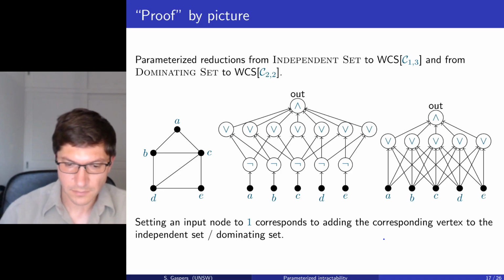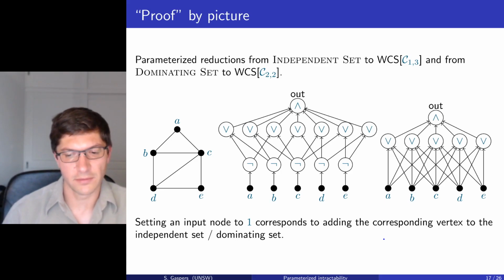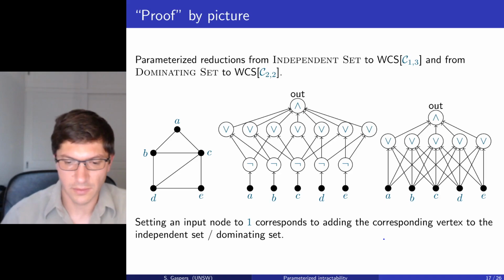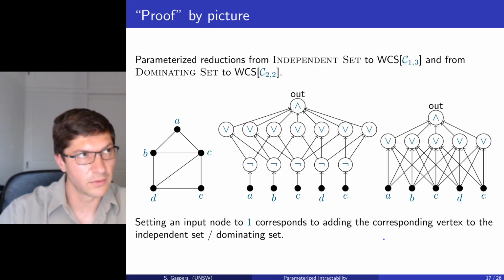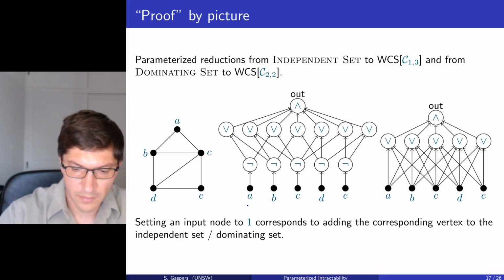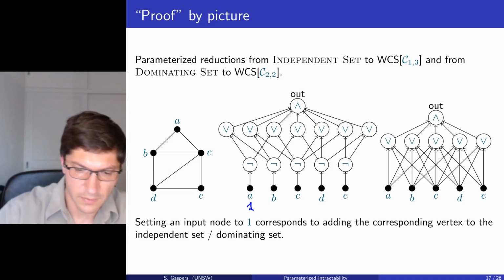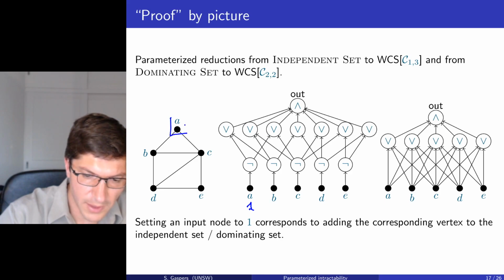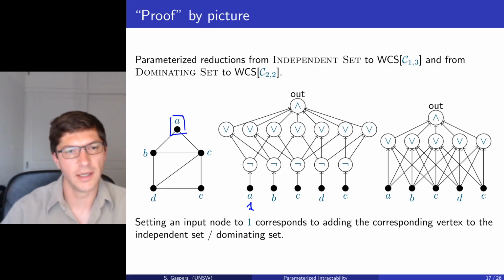Okay, so let's think about independent set first. What are the constraints? If we set some input node to 1 here, what that means in the graph is that we add this vertex to our independent set.